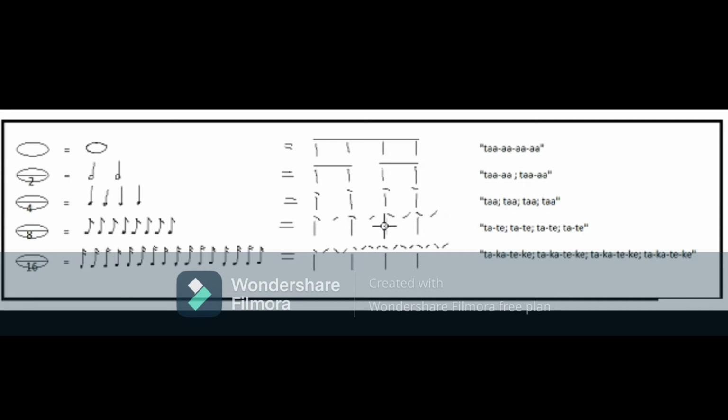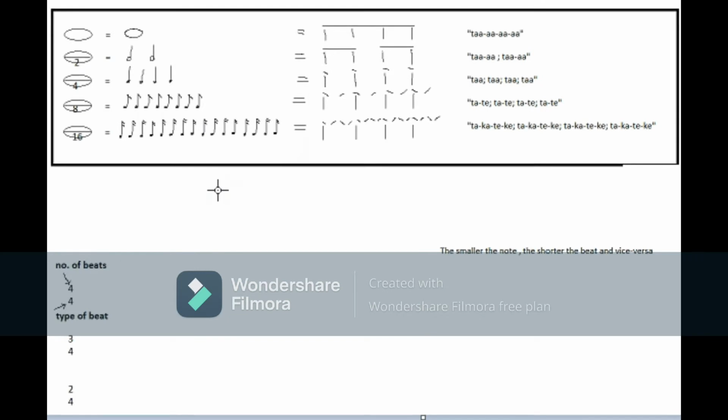Notice our beat getting shorter the smaller the note is in value. And our whole note that gets divided into 16 equal parts gives you 16th notes called semiquavers, each semiquaver counting a quarter beat. So again, the smaller the note, the shorter the beat, and vice versa.